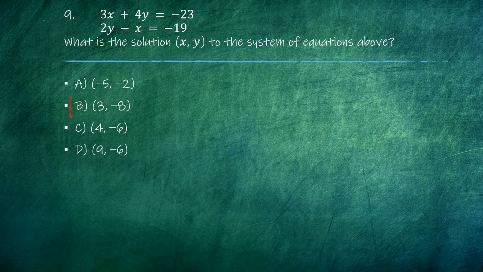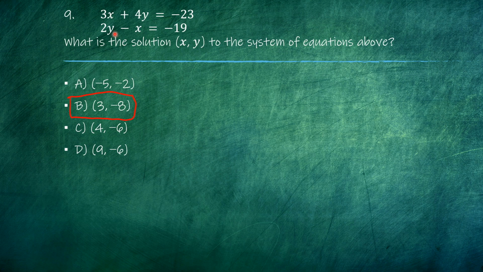The answer is B. So this question is asking you to solve a system of equations. If you remember, when we have a system of equations, the first step is we solve for one of the variables. Let's say we solve for x. And then once we have x, we plug it back into one of the equations and solve for the other variable, in this case, y.